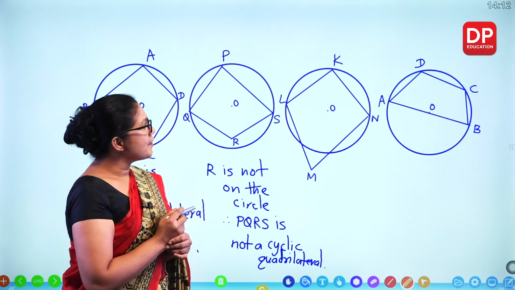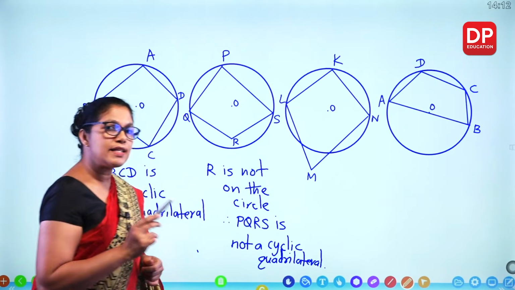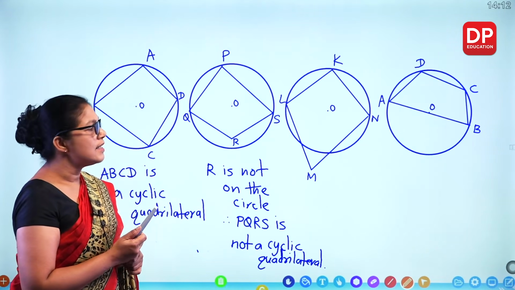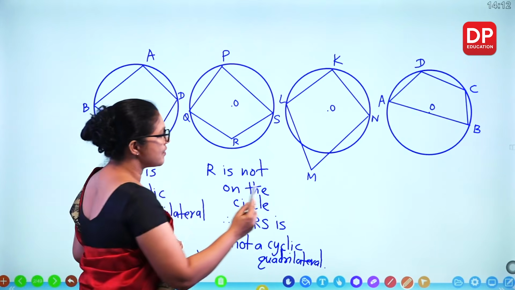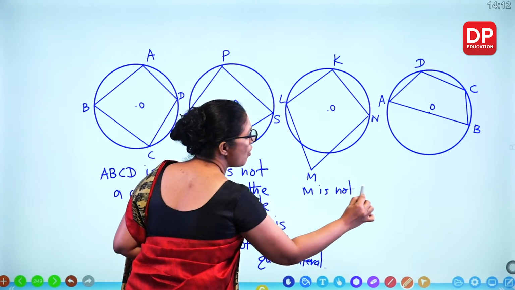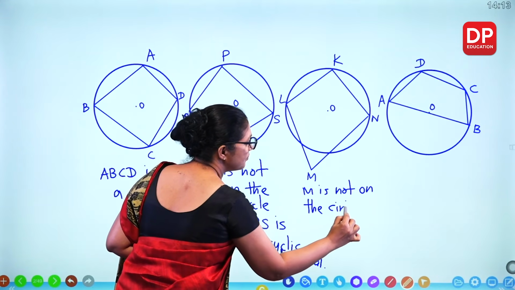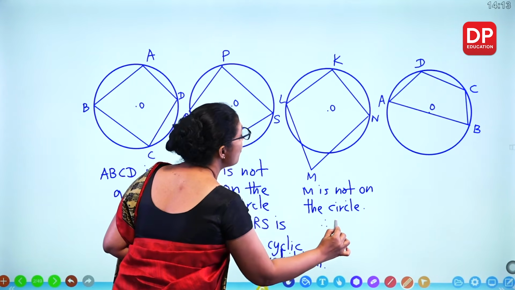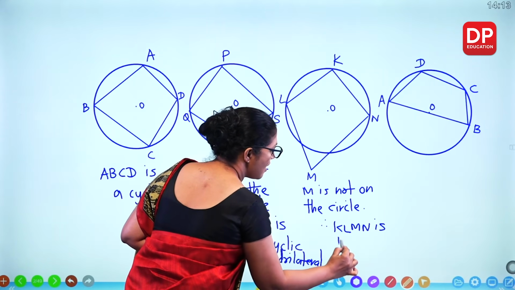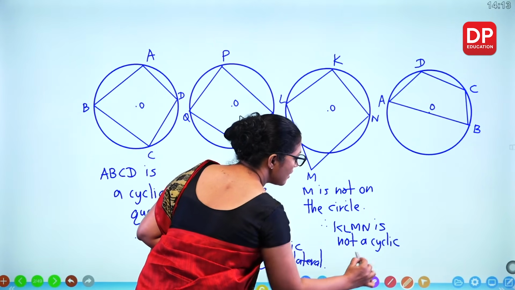Now look at this diagram. You get a quadrilateral, but M point is not on the circle. So what can you say? This is also not a cyclic quadrilateral. M is not on the circle. Therefore, KLMN is not a cyclic quadrilateral.